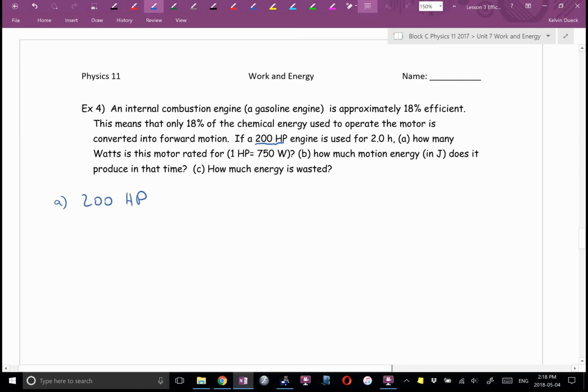Where do I want horsepower to be in the conversion factor if I want it to cancel? On the bottom, and watts is going to be on the top. The 750, according to the conversion factor, goes with the watts, and the 1 goes down there. So am I going to multiply by 750 or divide by 750? I don't bother memorizing it, I just let the units tell me. So 200 times 750, what do you get?